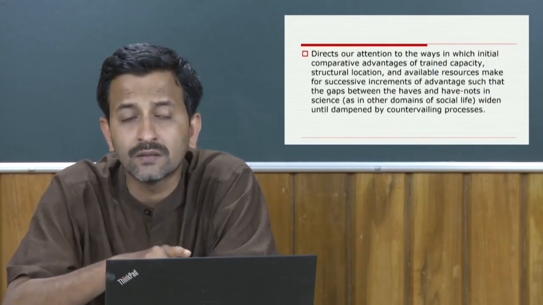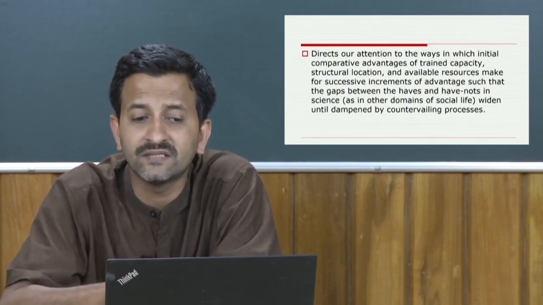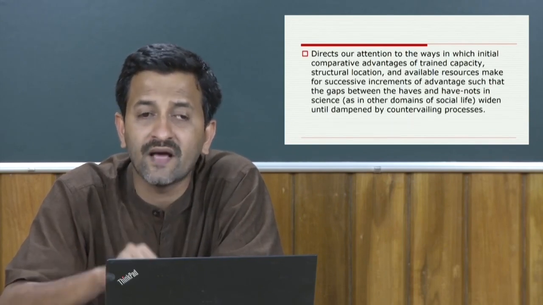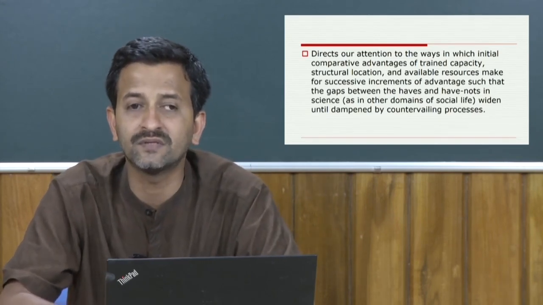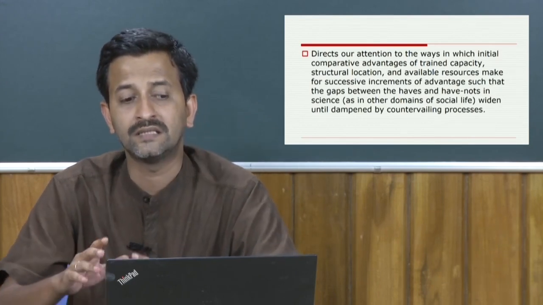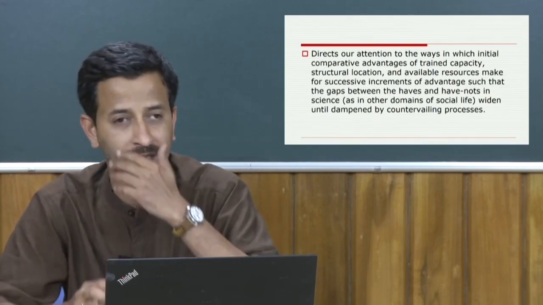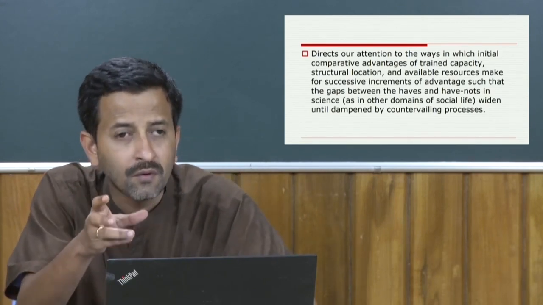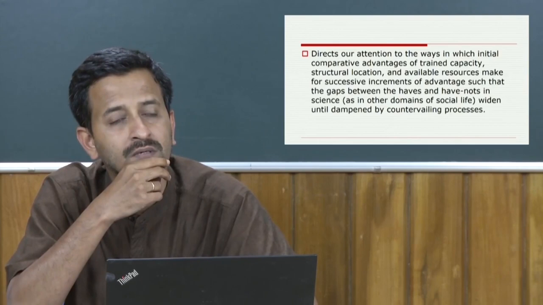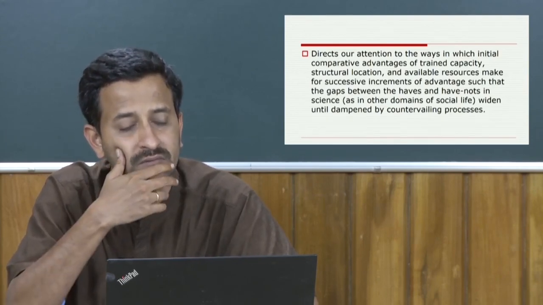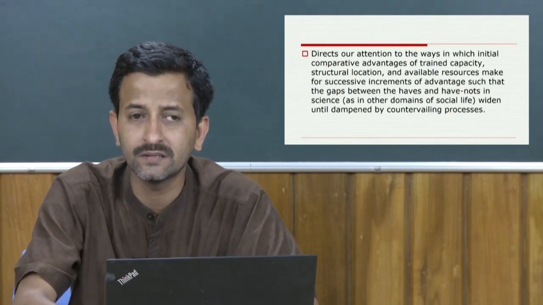Further, cumulative advantage in science directs our attention to the ways in which initial competitive advantages of trained capacity, structural location and available resources make for successive increments of advantage, such that the gaps between the haves and the have nots in science, between a very few well known scientists with more rewards and recognitions on the one hand, and many scientists with no recognition, widen until dampened by countervailing processes. What are the countervailing processes?